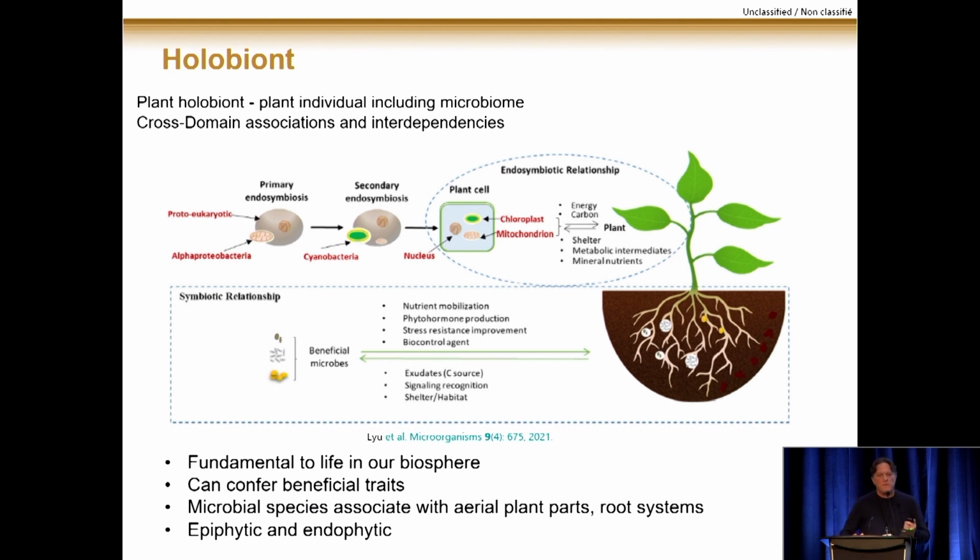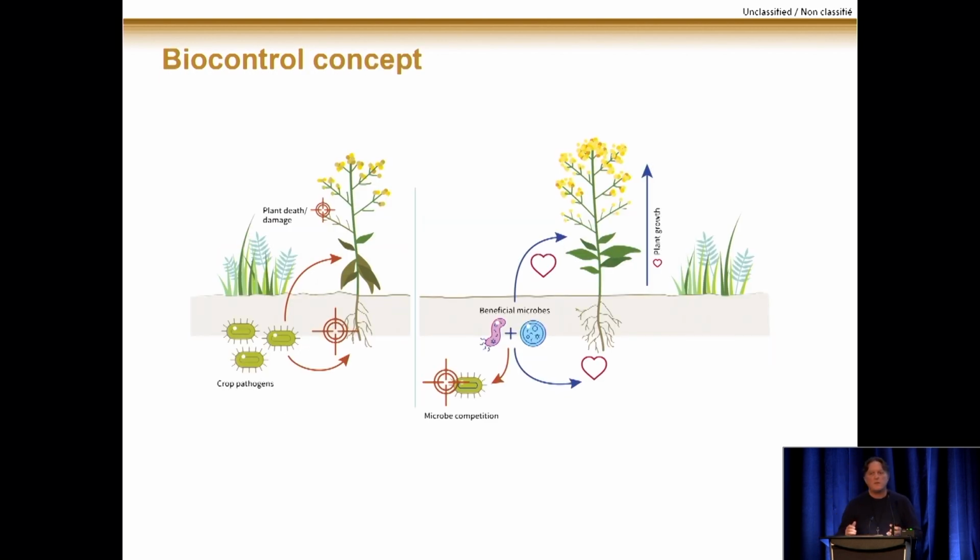And of course, some of these interactions are negative. We see this in terms of plant diseases and indeed in animal diseases. But it can also confer beneficial traits. Microbial species are found all throughout plants, on the aerial parts, on the subterranean parts, within and between plant cells, on the outside of the plant cells, all throughout the plant. And really, this is the concept that becomes this idea of biocontrol.